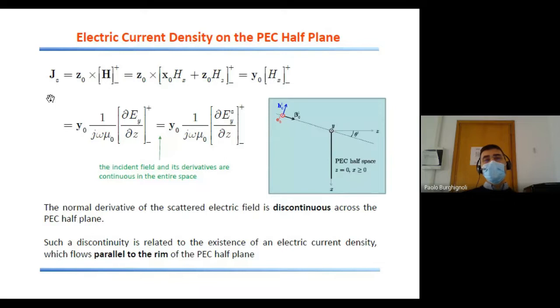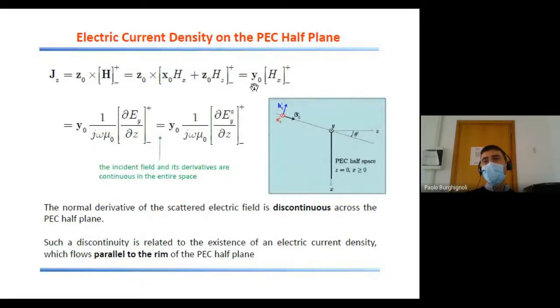Now note that on the perfectly conducting plane, there will be some surface electric current density, which is related to the jump of the magnetic field. The usual electric current density is the product of the unit vector z0 normal to the plane times the jump of the magnetic field. Since the magnetic field has only components along x and z, you will see that the only component that comes into play in this calculation is Hx. And in particular, the electric current will be directed along y.